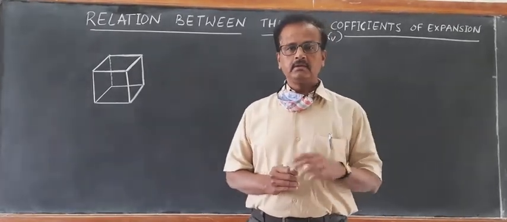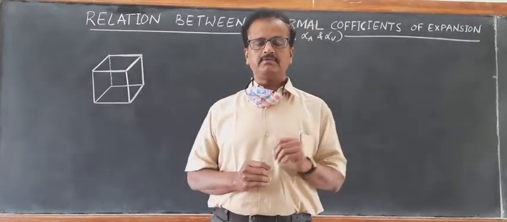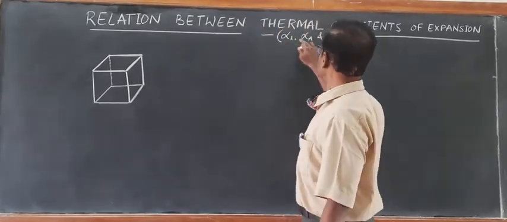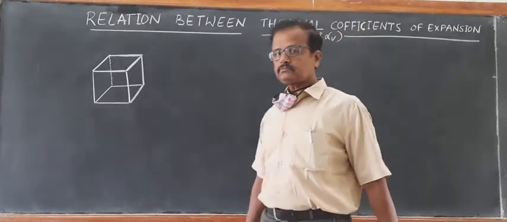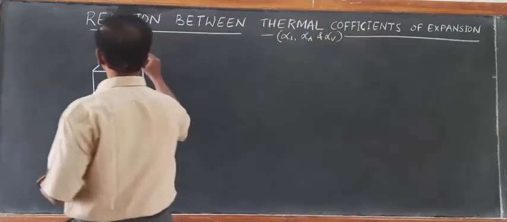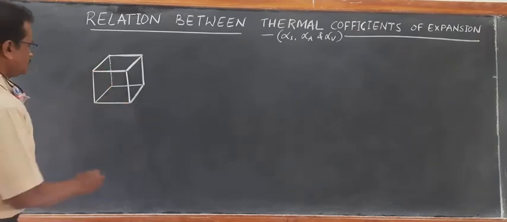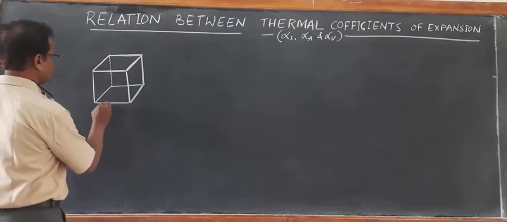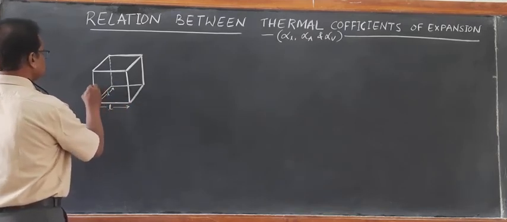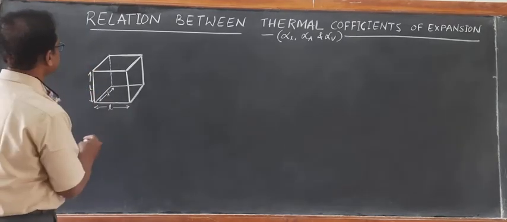First we will learn the relation between the coefficient of linear expansion and the coefficient of cubical expansion, that is, the coefficient of volume expansion. What is the relation between alpha L and alpha V? To learn that, let us consider a cube of volume V. Let the side length of this cube be L. So the volume of this cube is L cube.